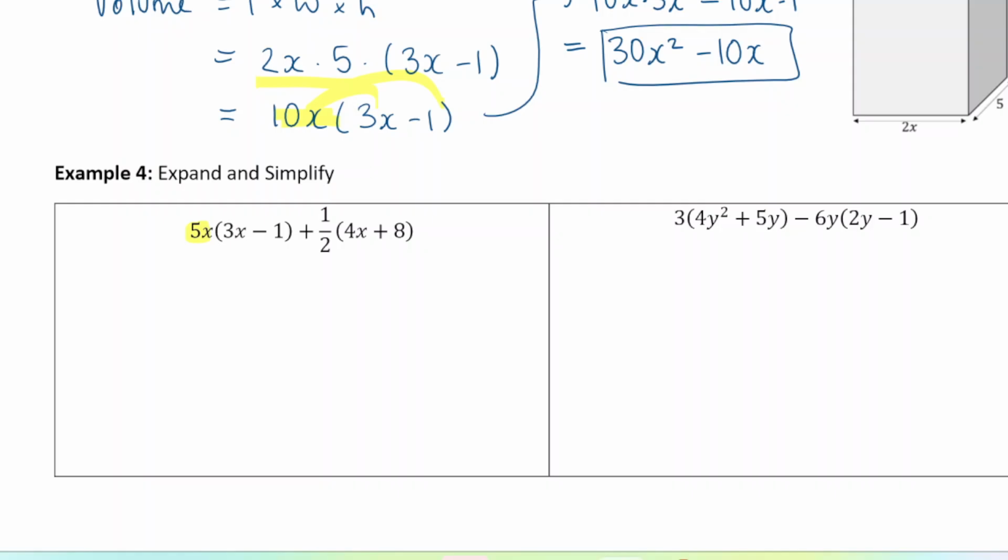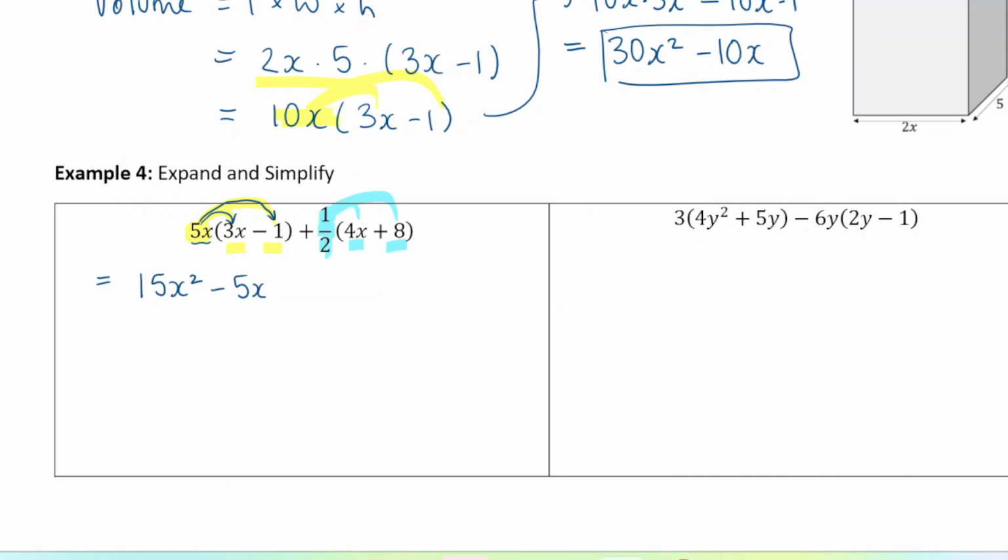So this 5x is multiplying everything that's in this bracket. So it's going to multiply with the 3x and the negative 1. And then over here we have this 1/2, and it's going to multiply with everything in this bracket with the 4x and the 8. So let's go ahead and do those multiplications first. So when 5x gets multiplied with 3x, we get 15x squared. And then when 5x gets multiplied with negative 1, we get negative 5x.